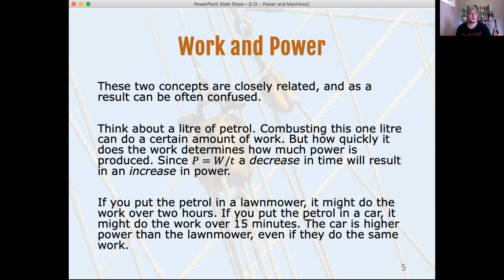The total work that came out of that 1 litre of petrol, the amount of energy released by combusting it, would be pretty much the same. There are small things about efficiency, which we're going to talk about. But in general, the amount of energy that comes out will be pretty similar. But the quicker you do it, the quicker that energy is released, the higher the power.